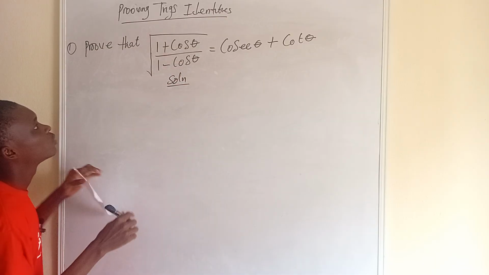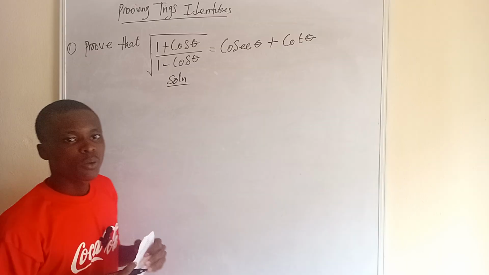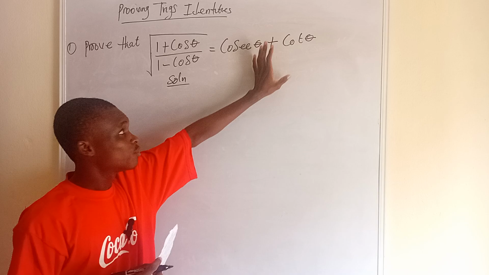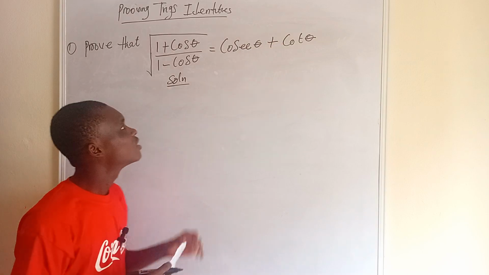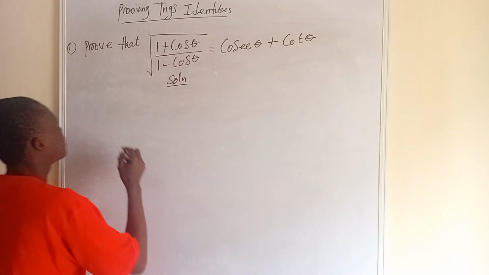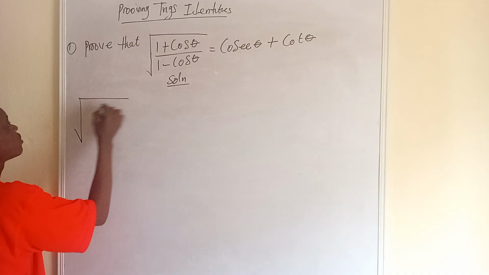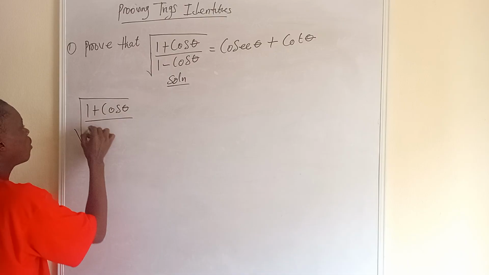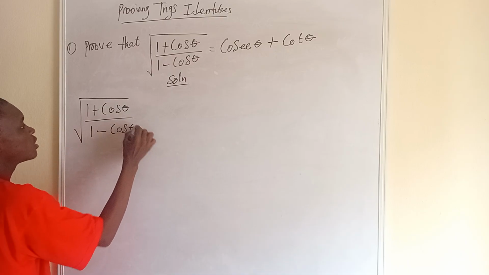The first thing you need to do, the wonderful thing about trig identity, is that if you prove the left side to be the right side, we are correct. If you also prove the right side to be the left side, we are still correct. So let's start from this side that's complicated. From here, we say this is the square root of (1 plus cos theta) all over (1 minus cos theta).